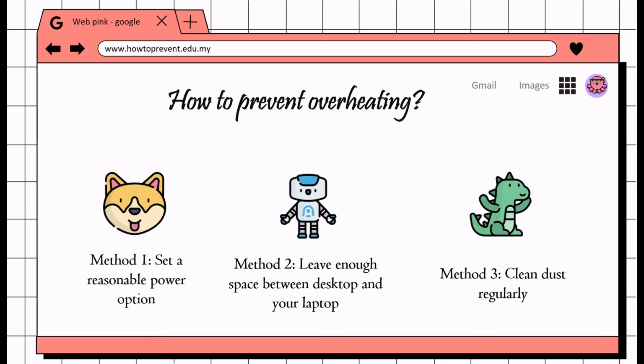How to prevent overheating? Method 1. Set a reasonable power option. Method 2. Leave enough space between your desktop or laptop and its surroundings. And method 3. Clean the dust regularly.